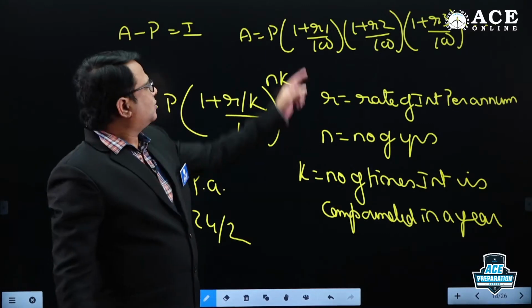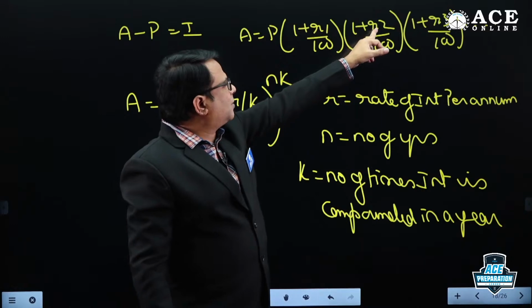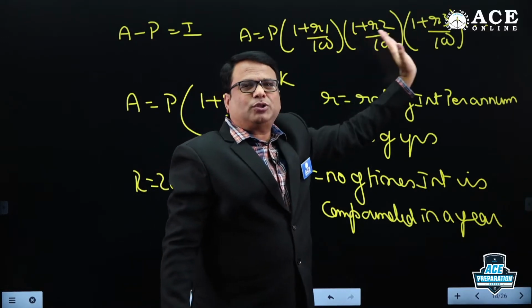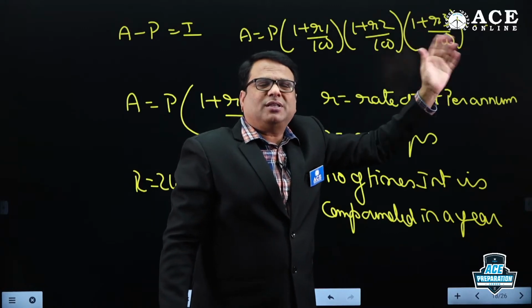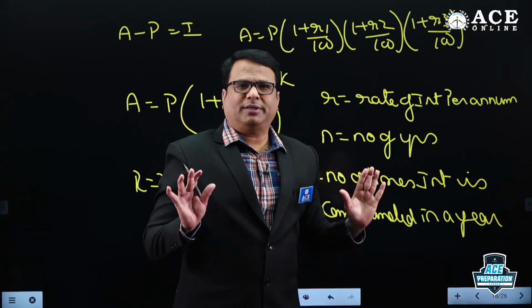First year 10%, so substitute 10 in place of R1. Second year 15%, so substitute 15 here. Third year 20%, substitute 20 here. Like that you can continue depending upon the number of years and the rates of interest. So this is the formula for compound interest.